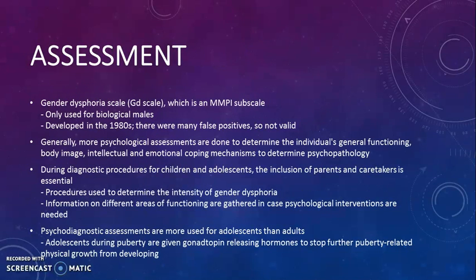One assessment instrument included the Gender Dysphoria Scale, or GD scale, which was an MMPI subscale. It consisted of 31 items, and the Gender Dysphoria Scale score was determined by the total number of items out of the possible 31 answered in the appropriate direction. This was used to determine the presence of gender dysphoria in only biological males by asking them questions about their lifestyle type, and they answered in true-false answers. This was developed in the 1980s, so there are problems with it, obviously. It brings out a lot of false positives, so it would not necessarily mean that males who underwent this had gender dysphoria.